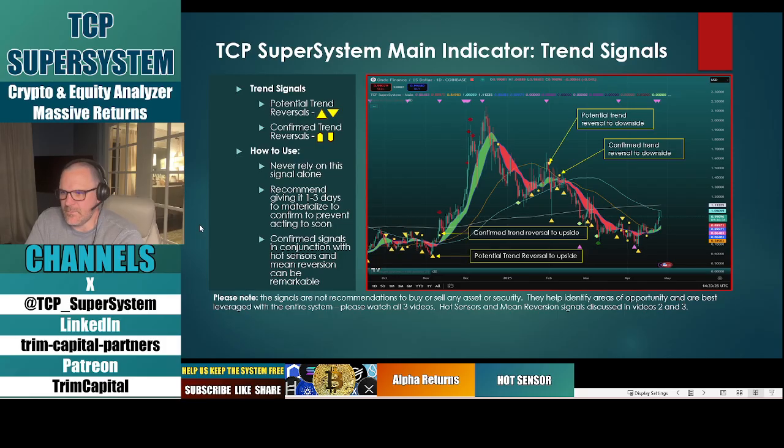So now we'll say this, the second bullet point here on how we use this. Generally speaking, most often we always give it at least 1 to 3 days, whether it's a potential or confirmed, just to see if it solidifies itself and gives us more confidence. So we always do that. We always recommend that. You'll see that commentary in our videos. And then again, using it with the other indicators in the system. All right.